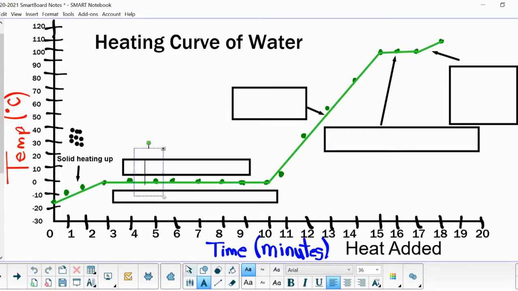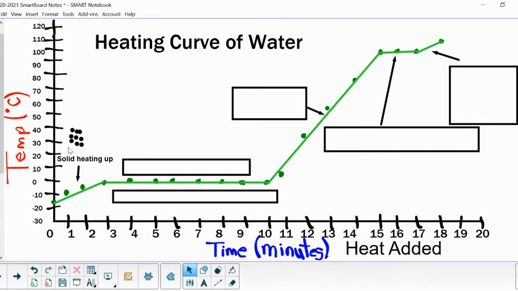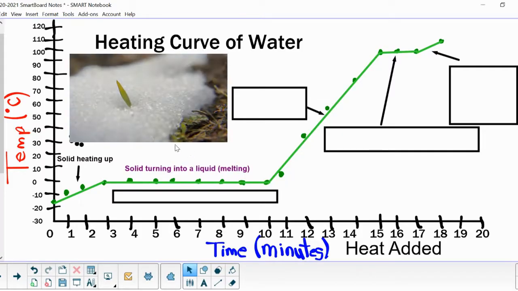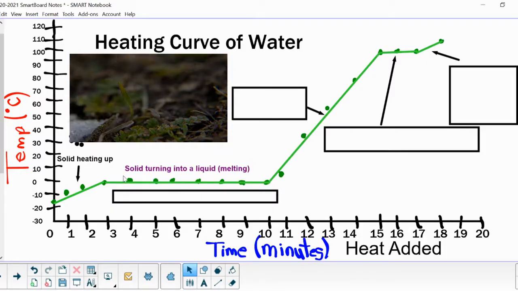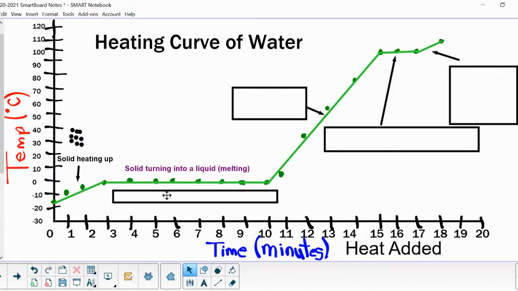In this flatline portion, and again, I got little particles here, solids have very condensed, very organized particles. In this portion here, what you saw happening was the temperature remained the same from like 3 minutes to 10 minutes. This was when the solid was melting. In other words, the solid was turning into a liquid. All heating curves have this little flat portion for the melting process.